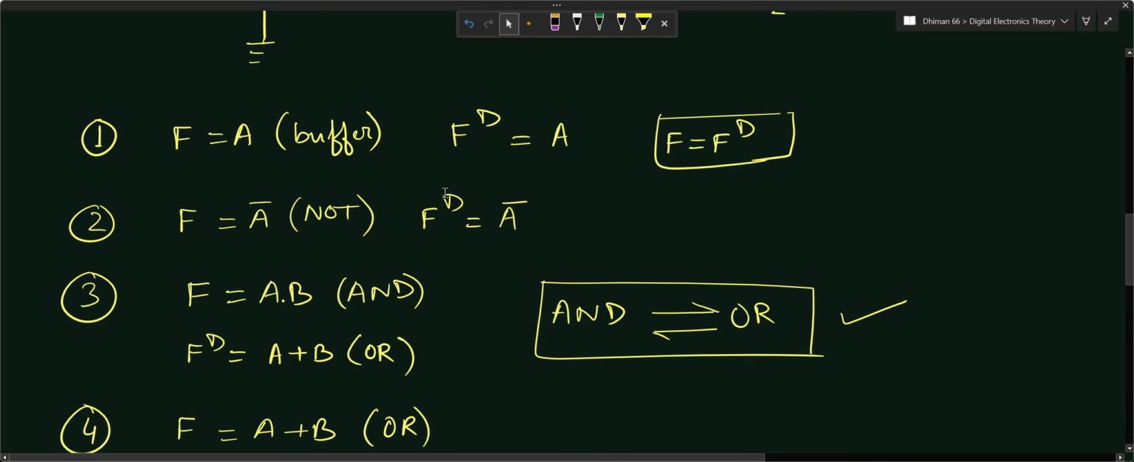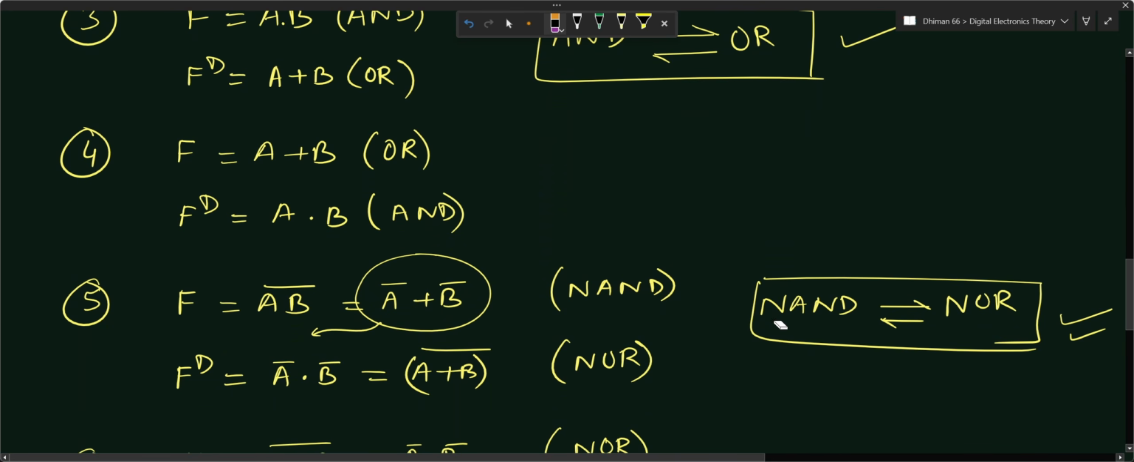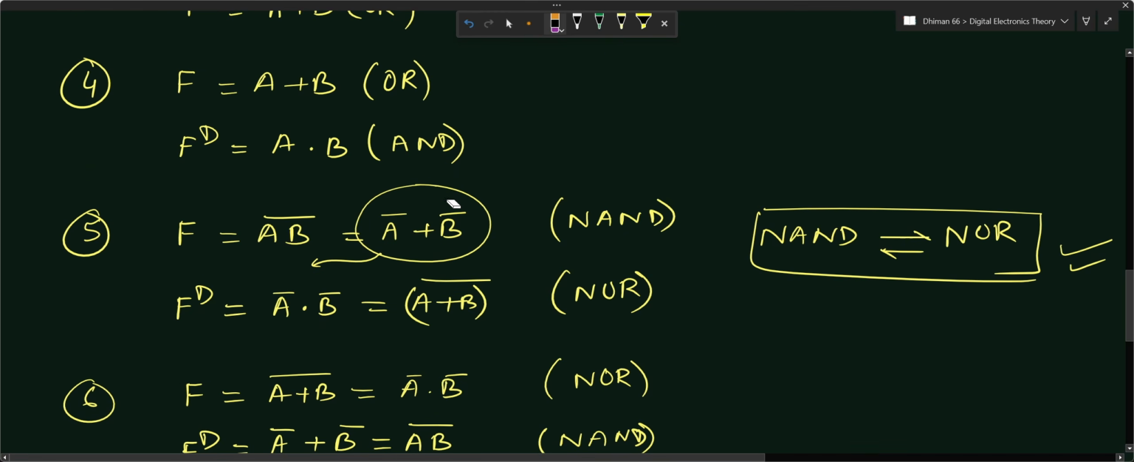So we have considered 8 different cases, and for those cases we have found the dual of the given expression. For the buffer case, it remains as it is. For the NOT case, it also remains as it is. The given function and the dual of the given function are actually self-dual, we can say like that. Next, AND operation and OR operation are dual to one another. Next, in the fourth case, OR is also replaced. NAND operation and NOR operation are dual to one another.